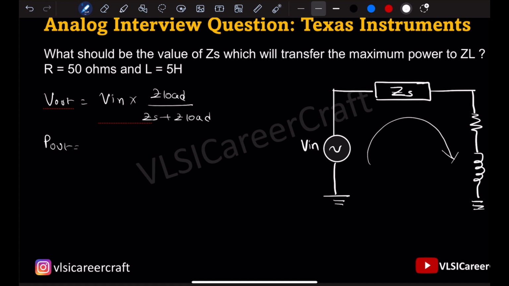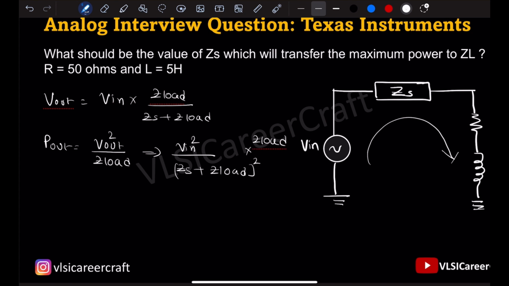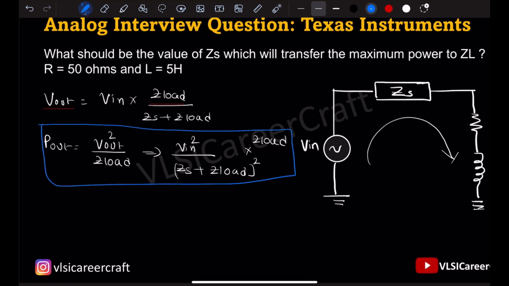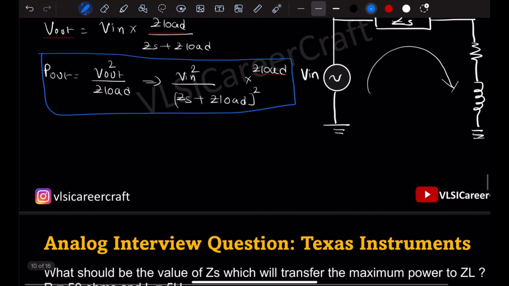P out is equal to V out square by Z load, which is equal to V in square by ZS plus Z load whole square, into Z load. This is the equation for the output power. So now we need to find out what the source impedance ZS should be for the maximum power to be delivered to the load.